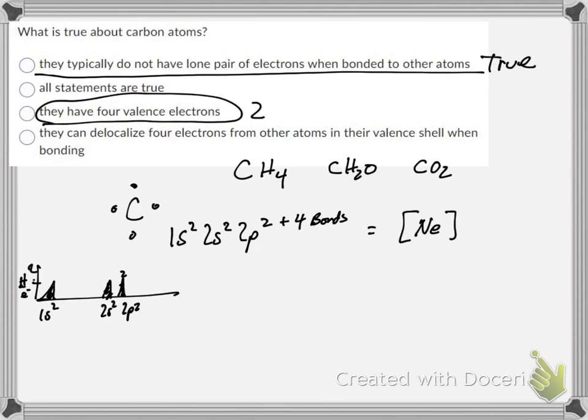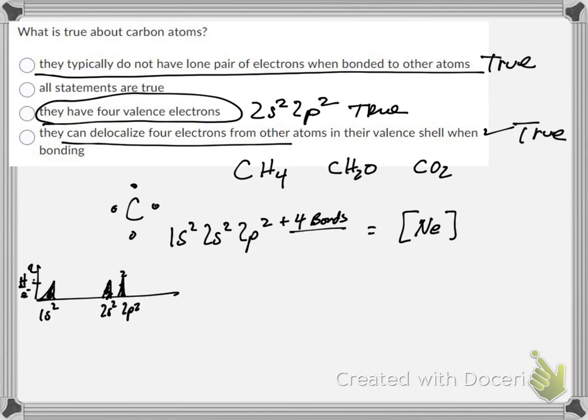All right, so now with that, we can answer the questions. Usually we do not see lone pairs on carbon. That's absolutely true. Have 4 valence electrons. Yes, that's true. 2s2, 2p2. And can delocalize 4 electrons in their valence shell to form 4 bonds. Yes, that is correct. That's how 8 total electrons in the outer shell are obtained.